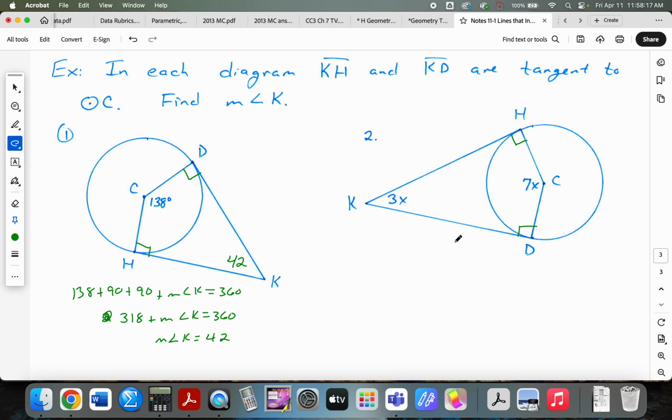So same idea on this one. I know that 3x plus 90 plus 90 plus 7x is 360. All right, well that's going to be 10x plus 180 is 360. Subtracting, we have 10x is 180. Divide by 10 and we have x is 18.